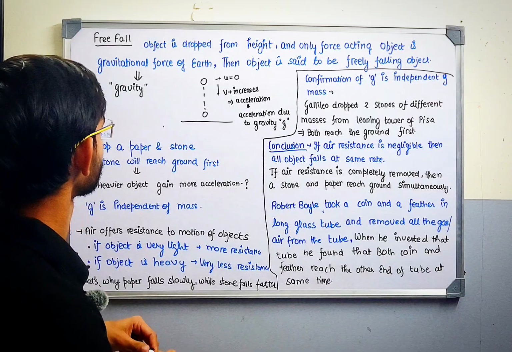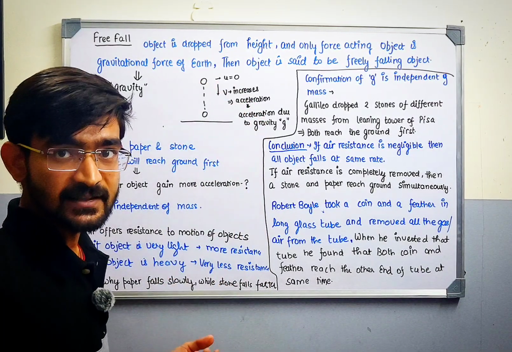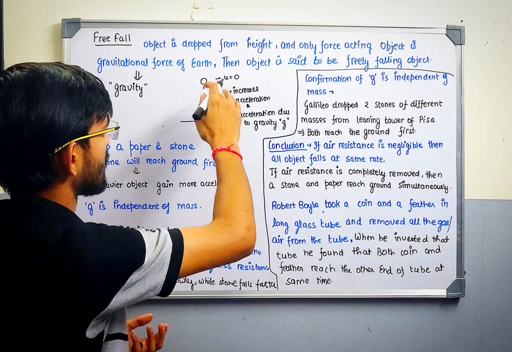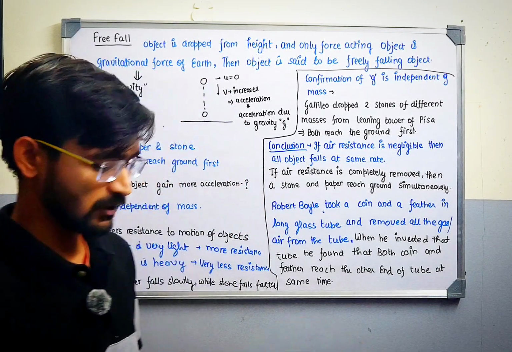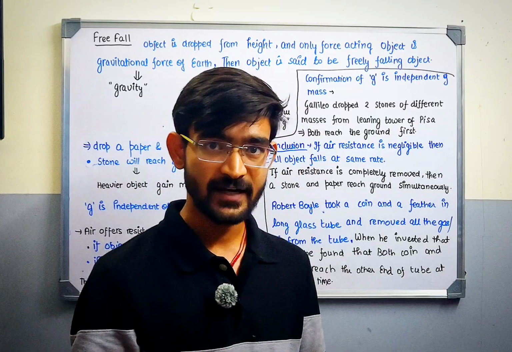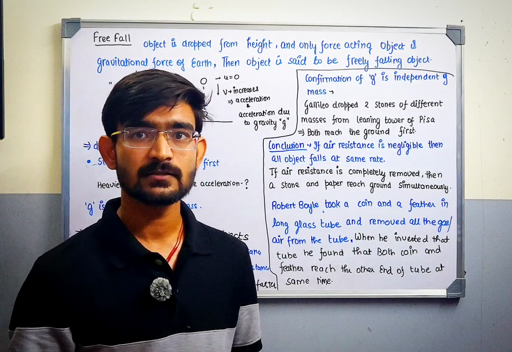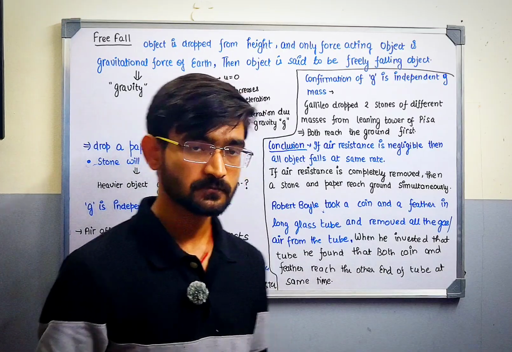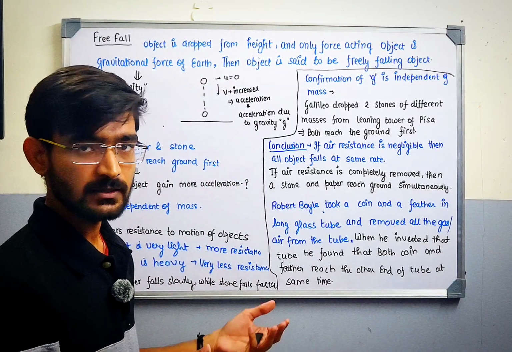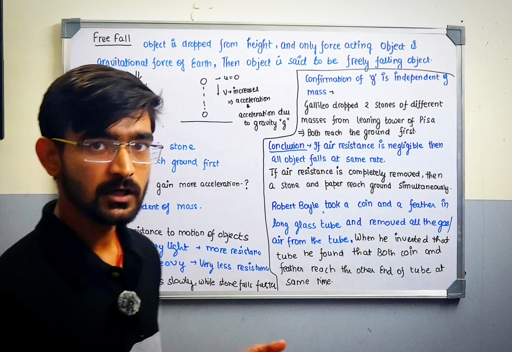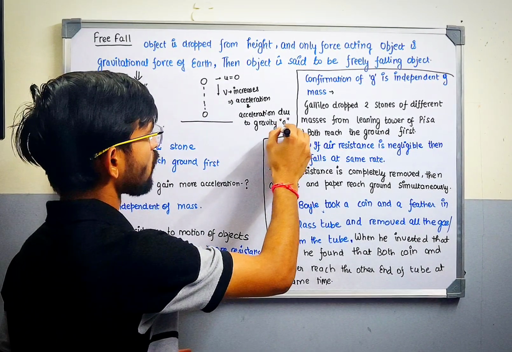Now when you drop an object, its initial velocity is 0, and as it goes down its velocity increases. If the initial velocity is 0 and its velocity is increasing, then we can say this object is undergoing some acceleration, and in the case of the gravitational force of earth, that acceleration is called acceleration due to gravity, and we represent that with small g.